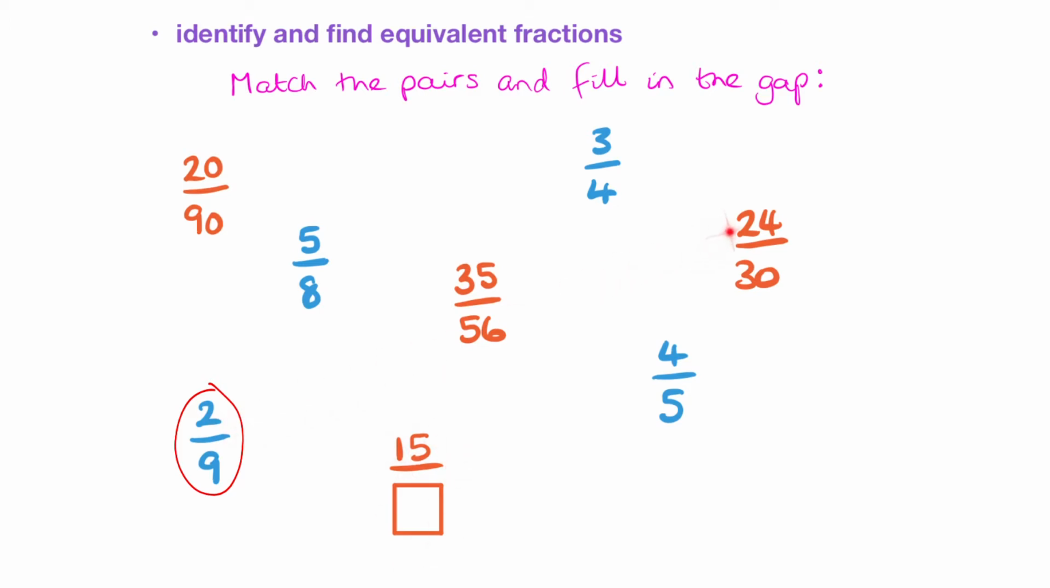2 does go into 24, so 2 times 12 is 24. But is 9 times 12 30? Well, it's not, is it? It's way more than 30. 9 times 12 is 108. So 2/9 doesn't match that one. It doesn't match that one. And it doesn't match that one.